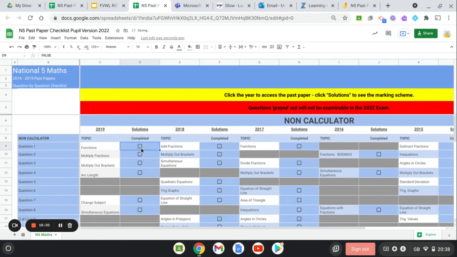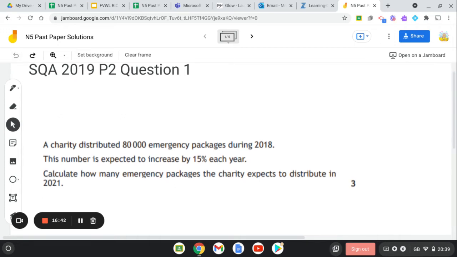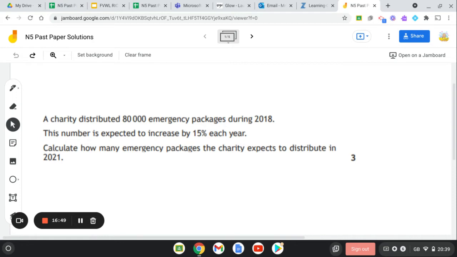So what we're going to do now is just spend a moment looking at some of these questions from these past papers. The first question that we're going to look at, 4 questions in total, and just have a wee look at how we'd answer these to SQA standard. So the first question that I've picked is from paper 2. It's question 1 from the 2019 paper. Okay, so I'll let you read it.